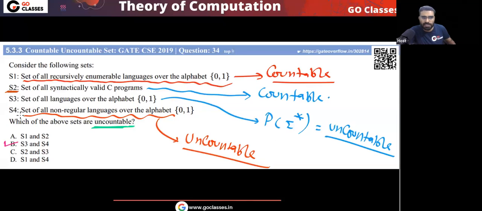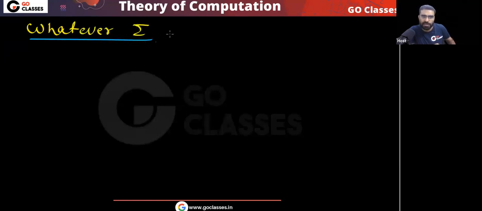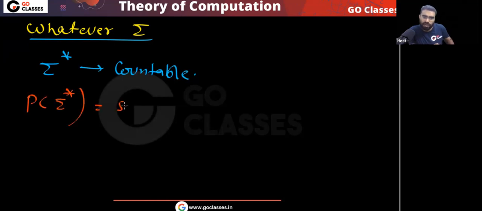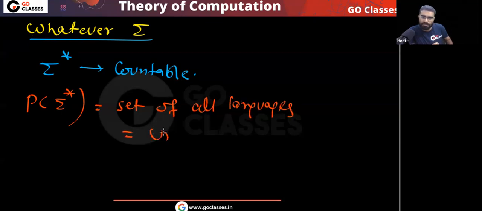Okay. Now let's see statements S4 and S3. This we already know: whatever sigma you take, sigma star will be countable. And we already know that the power set of sigma star, which means the set of all languages, will be uncountable. If you consider the set of all languages, that will be uncountable.